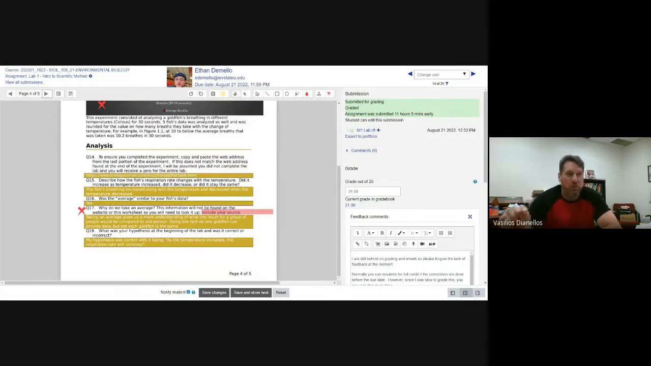So then this here, this is a small mistake that a lot of people make. Again, this isn't that big of a deal, but it says include your source. Whenever it says include your source, make sure you look it up, even if you know the answer. Because I've had a few students who say, I just know this, and that's okay.